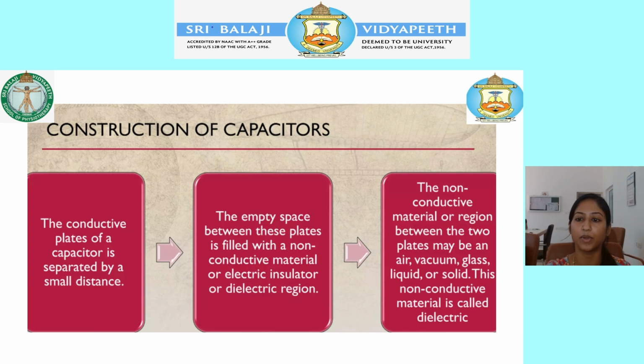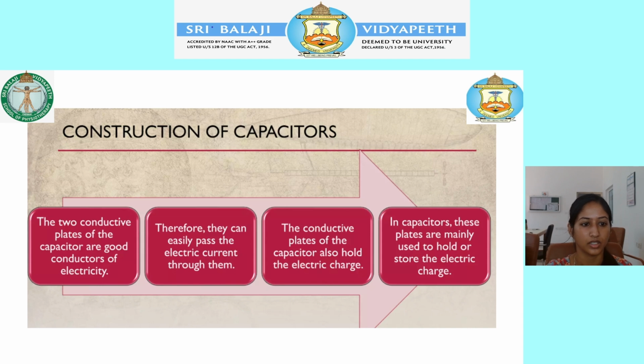The non-conductive material or region between the two plates may be air, vacuum, glass, liquid or solid. This non-conductive material is called the dielectric. The two conductive plates of a capacitor are good conductors of electricity, therefore they can easily pass electric current. The conductive plates of the capacitor also hold the electric charge, and in capacitors these plates are mainly used to hold and store the electric charges.